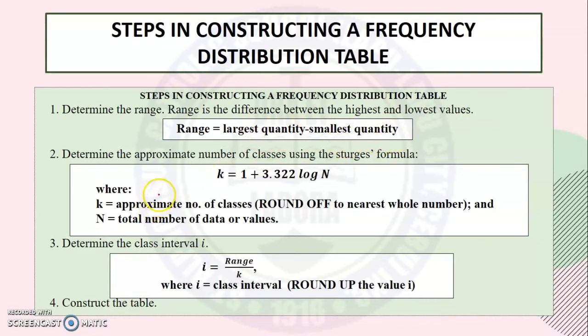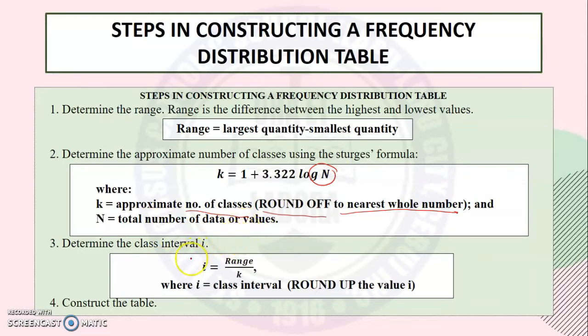Step 2. Determine the approximate number of classes using the Sturges formula. And this is the Sturges formula. We have k equals 1 plus 3.322 log n, where k is the number of classes and it should always be rounded off to the nearest whole number. And n means the total number of data or values.